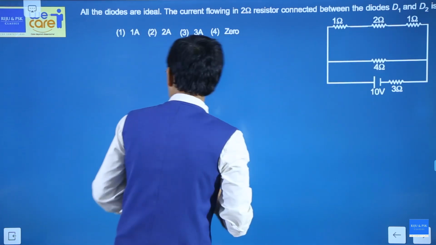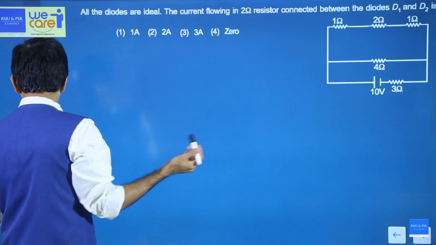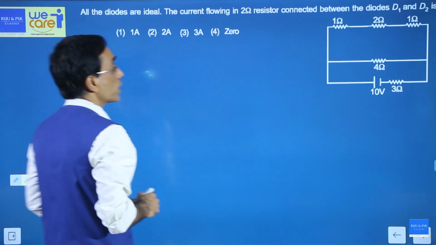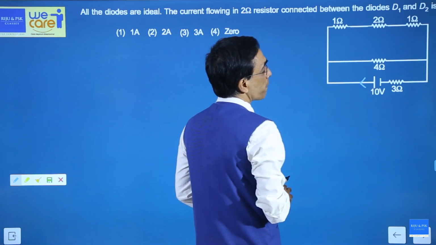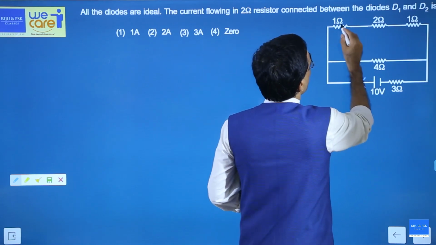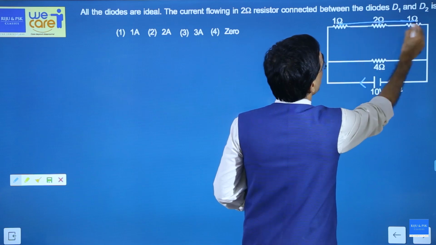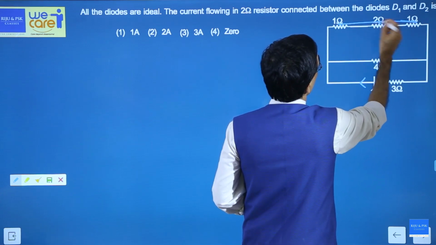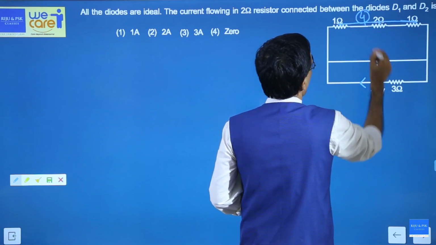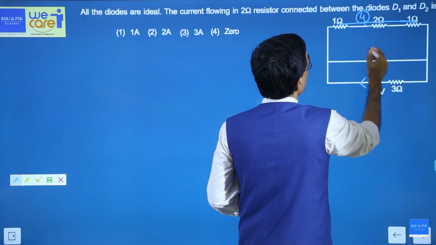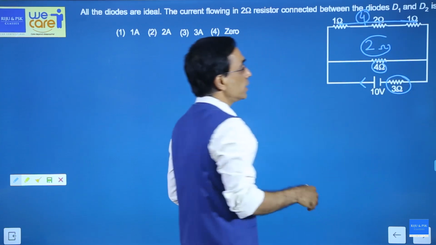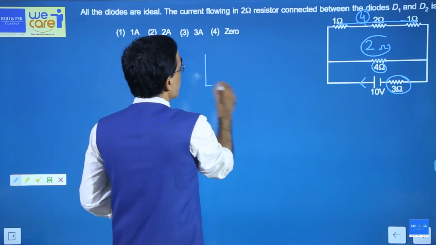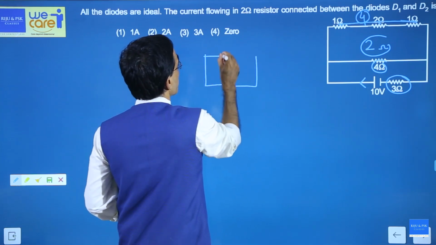Fine. Now you must have calculated the current coming from the cell. What is the current coming from the cell? That's what I want. You can see that 1, 2 and 1 are in series, so that will give you 4 ohm. This 4 and this 4 are in parallel, so that will give you 2 ohm. And that 2 ohm and this 3 ohm are in series, that will give you 5 ohm. So effectively you have a cell connected to 5 ohm.